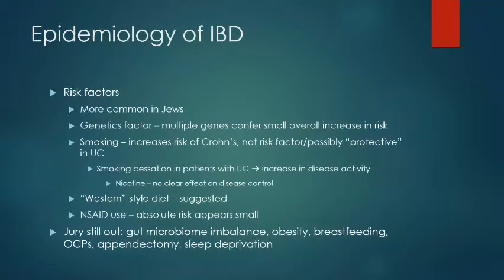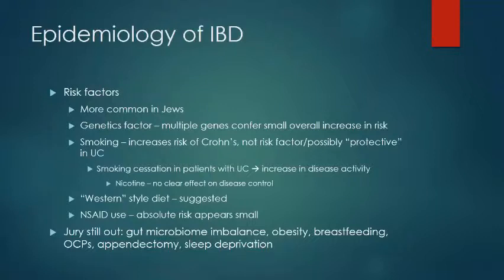Some risk factors: Ashkenazi Jewish descent, and genetics does play a role, although if you take each gene and add up the total risk, it's still small. Smoking does increase your risk of Crohn's. It's protective in UC. It's not the nicotine, it's the smoke. They've delineated that in some studies. And then suggested is that the Western style diet may have something to do with the increasing incidence of IBD in the developing world as they move to our diet.